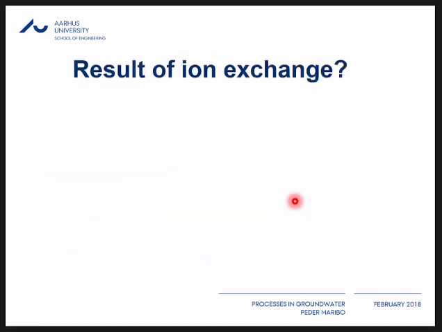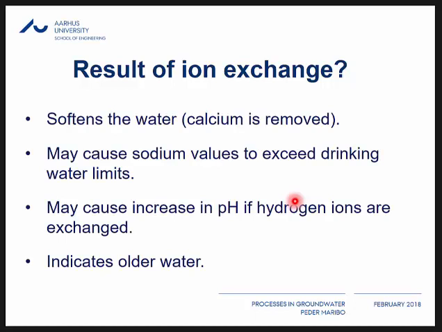So if we look at it, what are the results? We've got it here. Softening of the water from the ion exchange may cause sodium values to exceed drinking water limits. So in extreme cases of ion exchange, we get really salty water. And sodium can be really tricky to deal with in a water treatment situation. You can't really remove sodium except by reverse osmosis, by membrane treatment, or if you want to evaporate water, some kind of desalination process. So it's definitely not an easy problem to solve if you've got increased sodium levels.